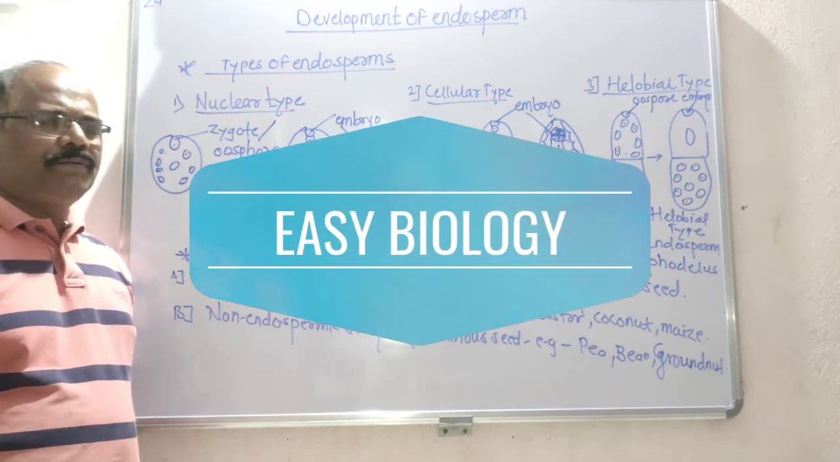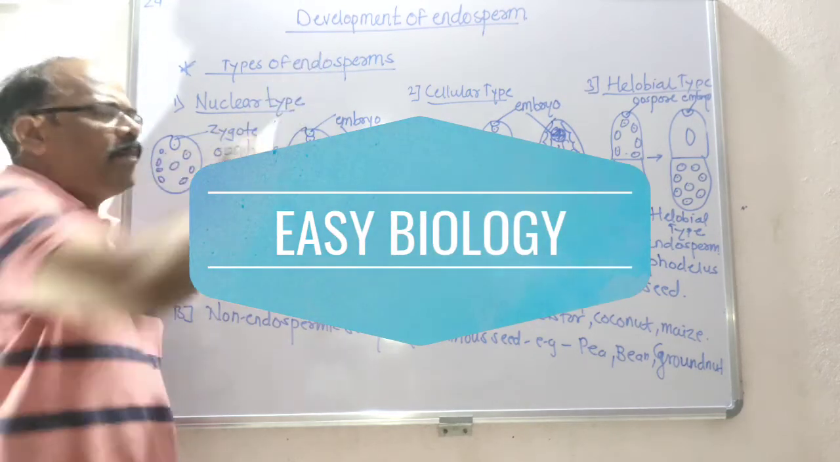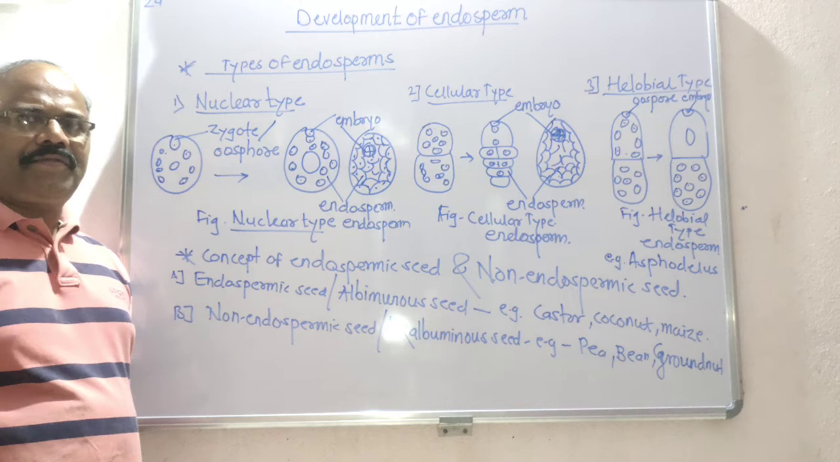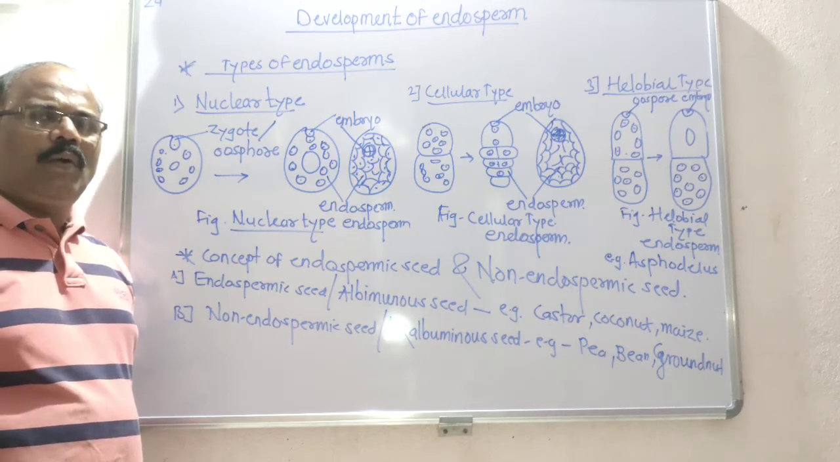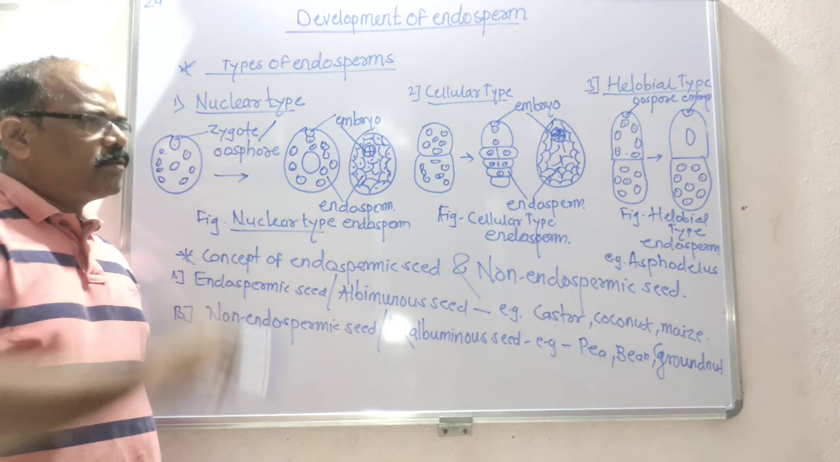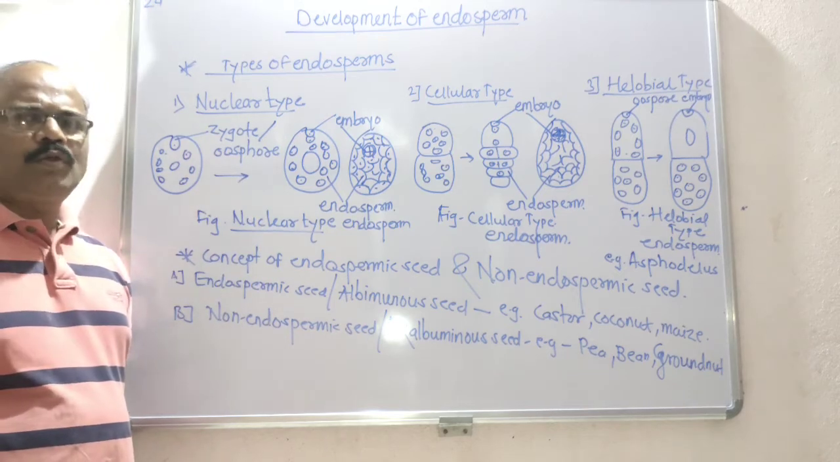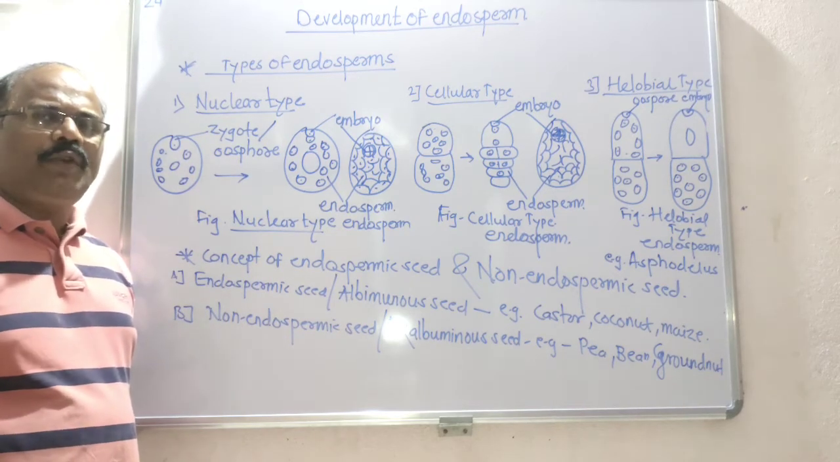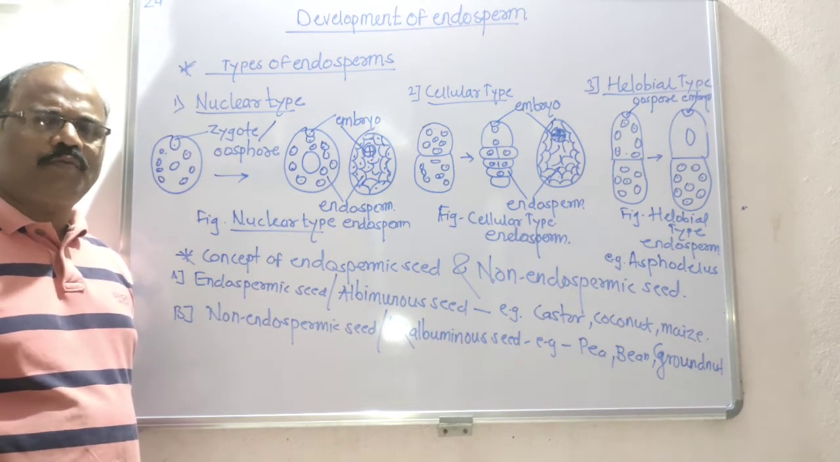Today we learn about the development of endosperm in chapter one, reproduction in lower and higher plants. In this chapter, we will learn about the development of endosperm. In the previous lecture we learned about the endosperm. What is meant by endosperm?